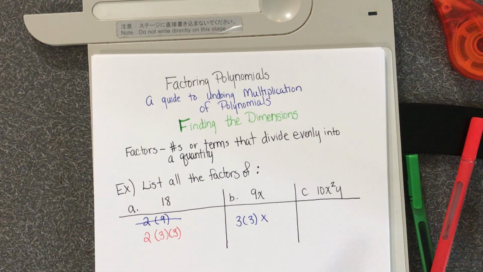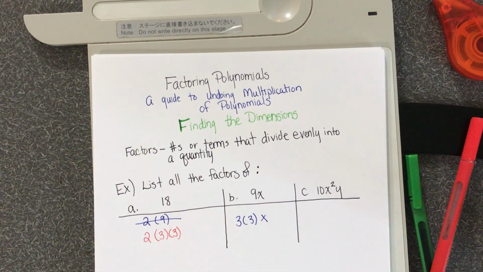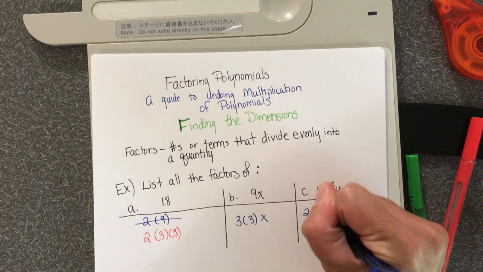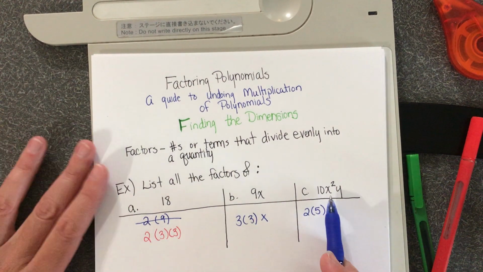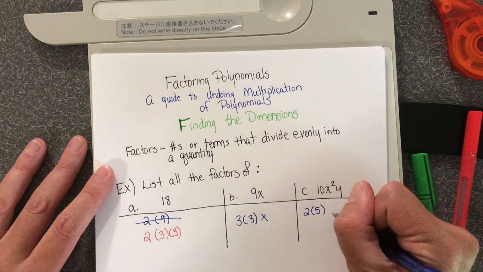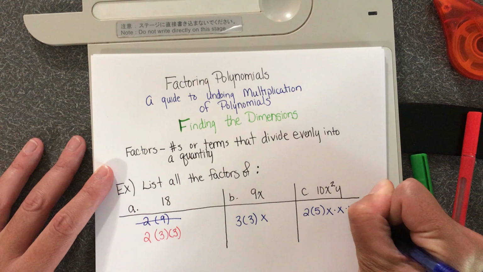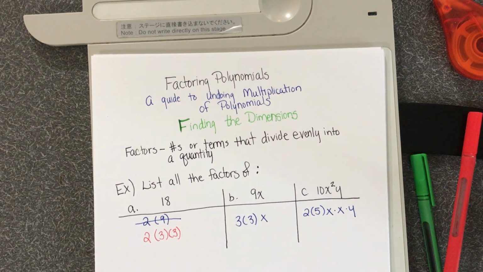So what about 10x squared y? Well, let's start with factors of 10. 10 breaks down to 1 and 10 would work, but 10 breaks down even further than that. So what about 2 and 5? Those two numbers are as low as they can go. X squared is x times x and then y. So now I have listed all my factors of 10x squared y.